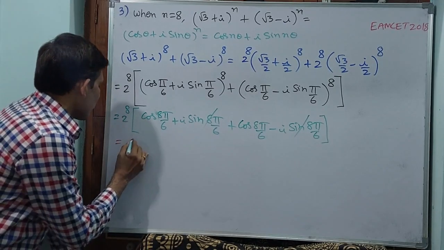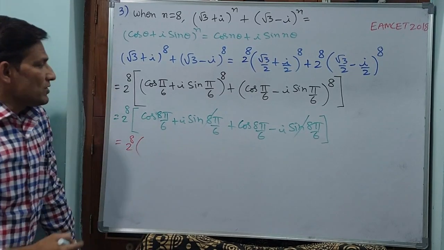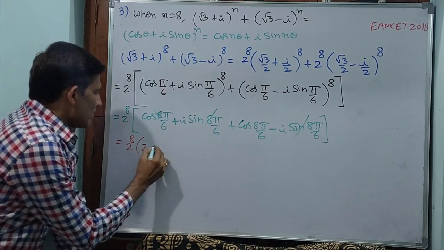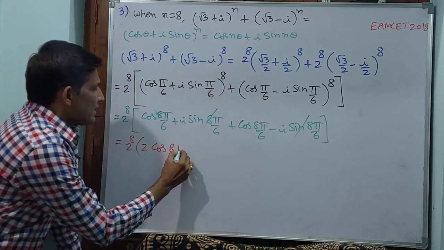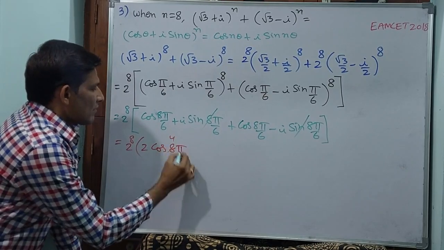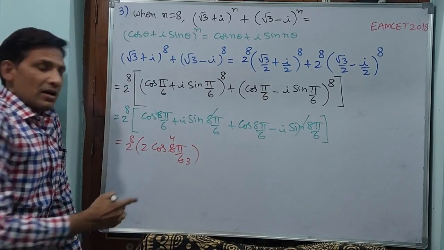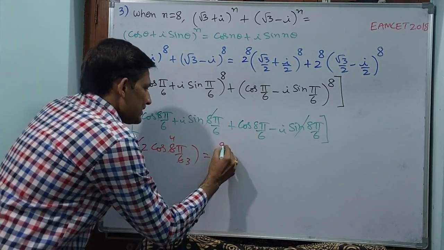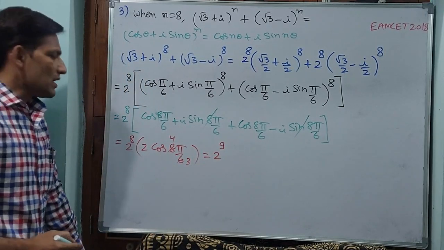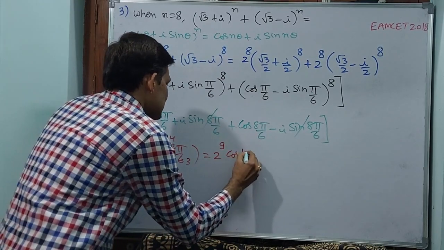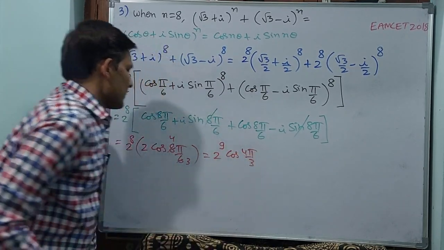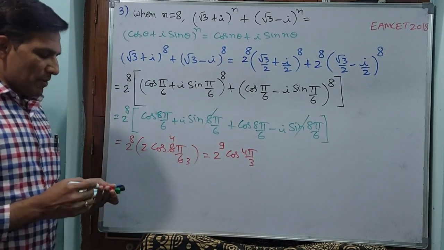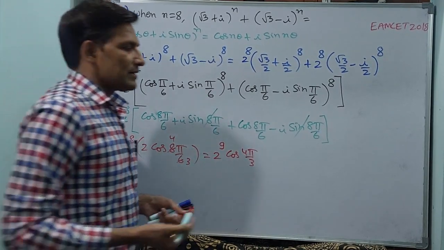Okay, now go ahead. Now you see, cos 8 pi by 6 plus cos 8 pi by 6 is 2 cos 8 pi by 6, or 4 pi by 3. Okay, now see, 2 into 2 power 8 multiplication gives 2 power 9 cos 4 pi by 3. 2 power 9 cos 4 pi by 3. Cos 4 pi by 3 value means what?